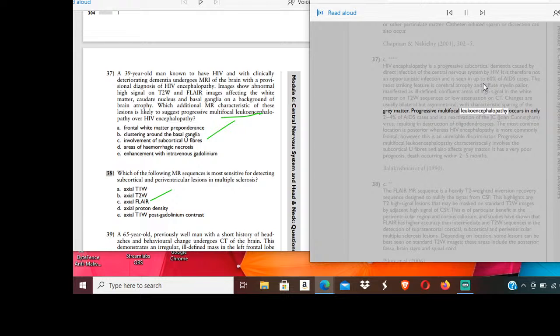Progressive multifocal leukoencephalopathy occurs in only 2–4% of AIDS cases, and is a reactivation of the JC, John Cunningham, virus, resulting in destruction of oligodendrocytes. The most common location is posterior, whereas HIV encephalopathy is more commonly frontal. However, this is an unreliable discriminator.